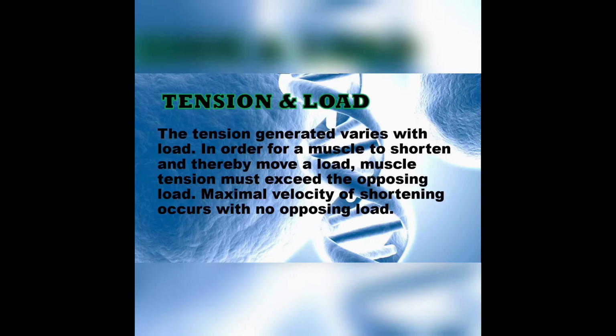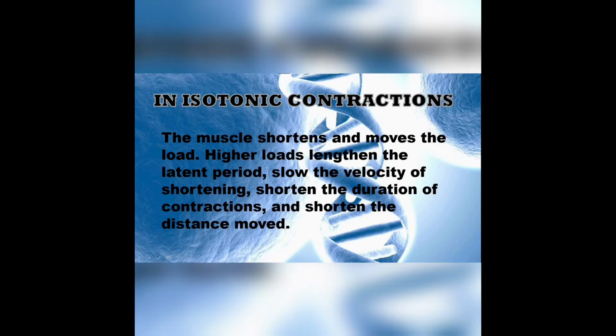Tension and load. The tension generated varies with load. In order for a muscle to shorten and thereby move a load, muscle tension must exceed the opposing load. Maximal velocity of shortening occurs with no opposing load. In isotonic contractions, the muscle shortens and moves the load.